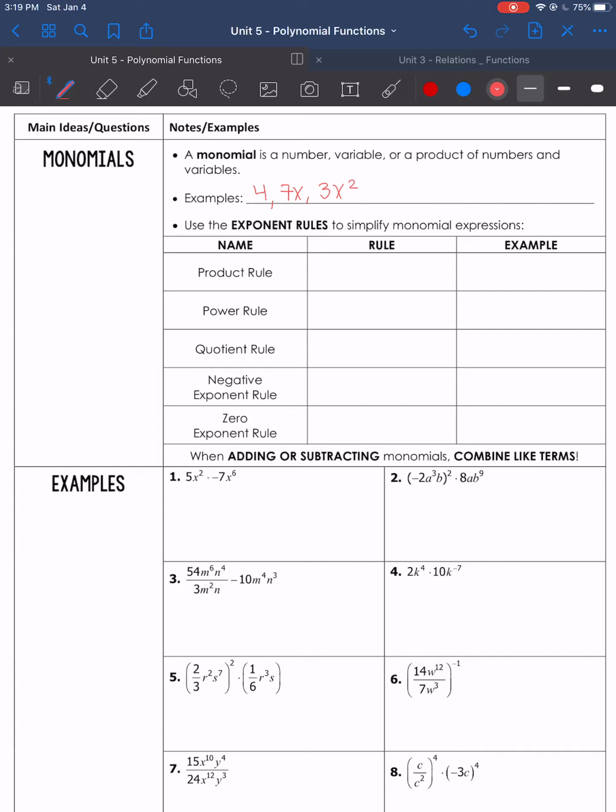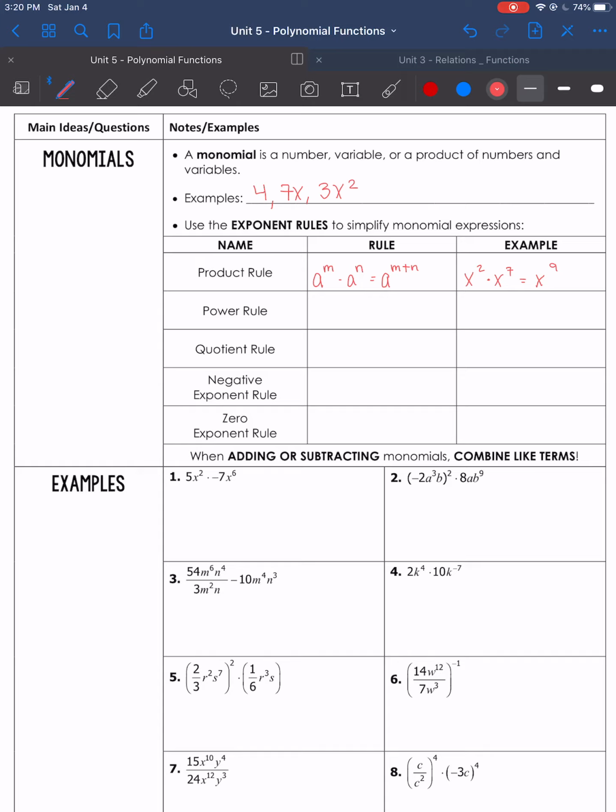So we're going to talk about our exponent rules, or I sometimes call them exponent laws. It just depends on what I'm feeling. So our product rule is when the base is the same and the exponents are different and you're multiplying the two together. So that means you're going to add the exponents. So for example, if we have x squared times x to the 7th, you would add them together, so 2 plus 7 is 9. So I'd have x to the 9th.